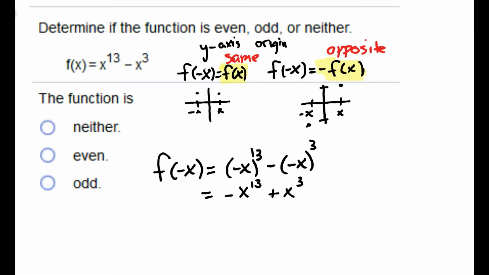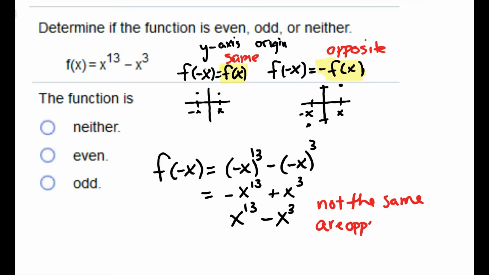So my original function, remember, is x to the 13th minus x to the 3rd, and these are definitely not the same. We can see that for the x to the 13th term, one has a positive and one has a negative, and for the x to the 3rd term, one has a positive and one has a negative, so they are the opposite. Because our calculation of f of negative x came out to be the opposite of the original function, we're going to categorize this as an odd function.